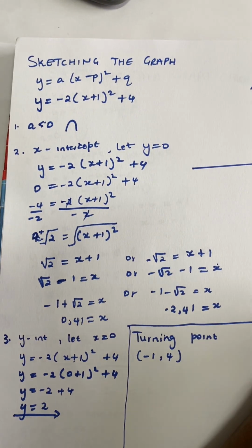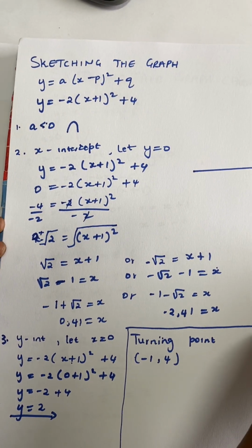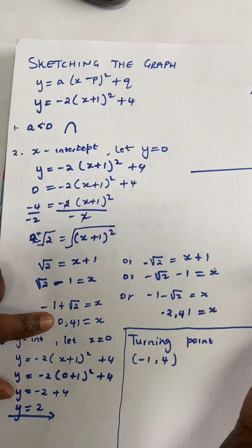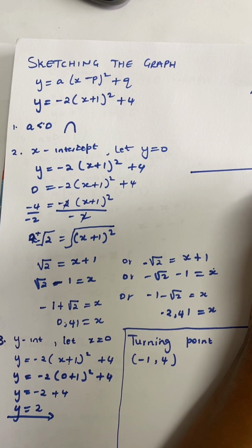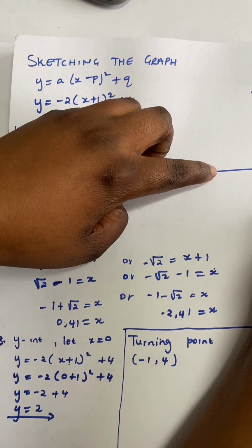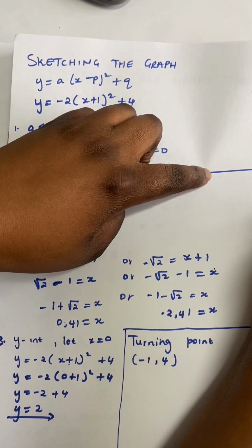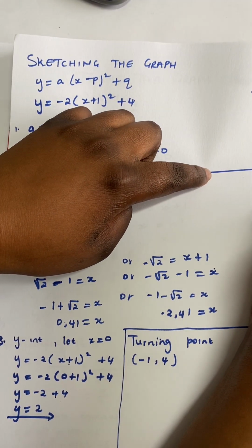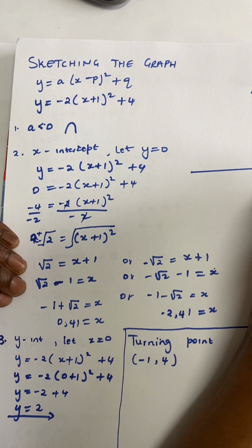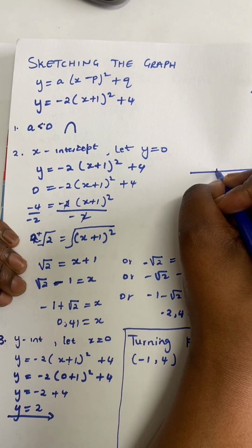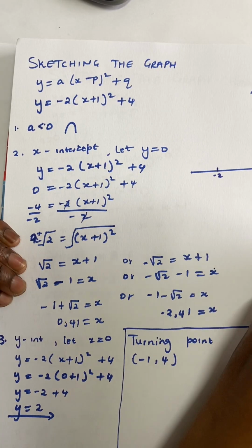Okay, so you have your x-intercepts. The first one is 0, and the other one is negative 2.4. If you round that to the nearest whole number, it will give you negative 2 actually. So I will assume that negative 2 is here.